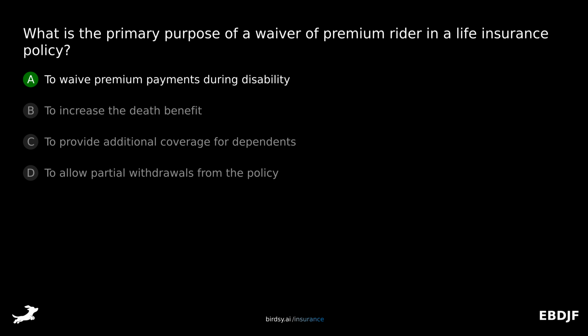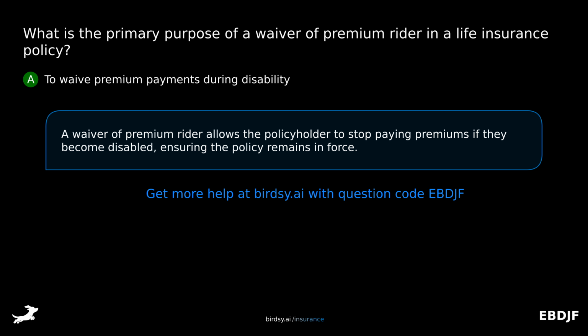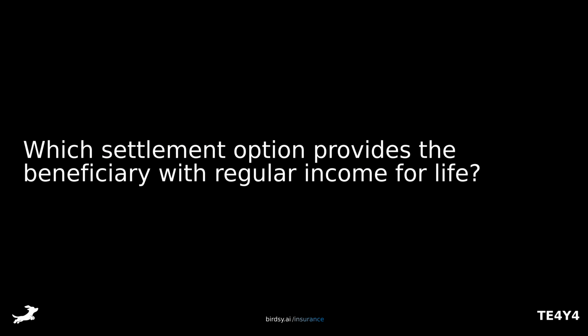The answer is A, to waive premium payments during disability. A waiver of premium rider allows the policyholder to stop paying premiums if they become disabled, ensuring the policy remains in force. Which settlement option provides the beneficiary with regular income for life?